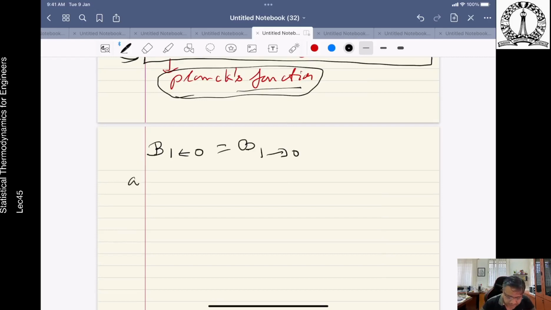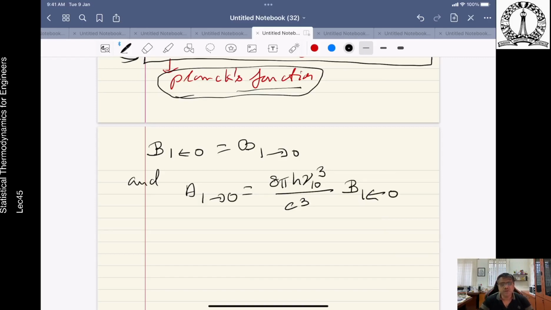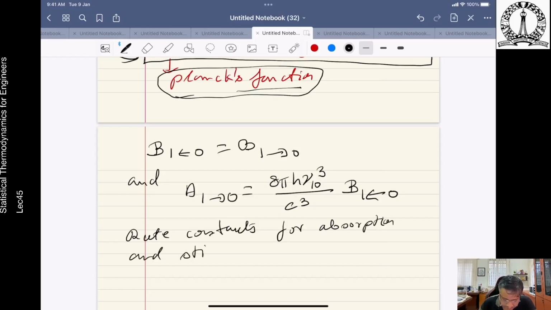That means A1 to 0 and by H, B0. Okay, so this essentially proves that the rate constants for absorption and stimulated emission, which are basically two very different physical processes, are identical.